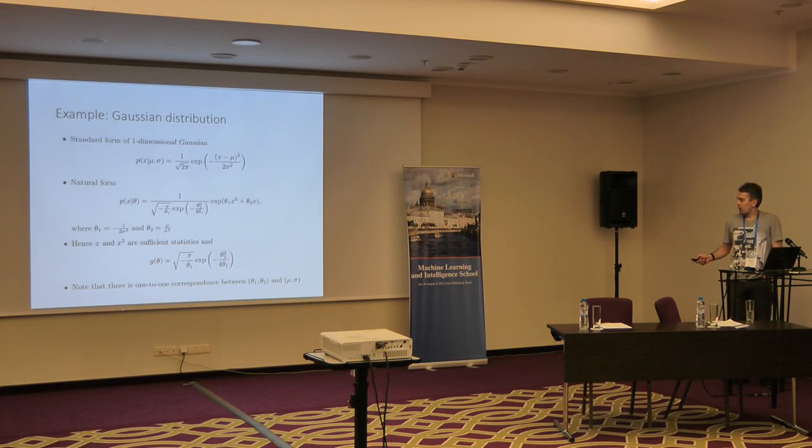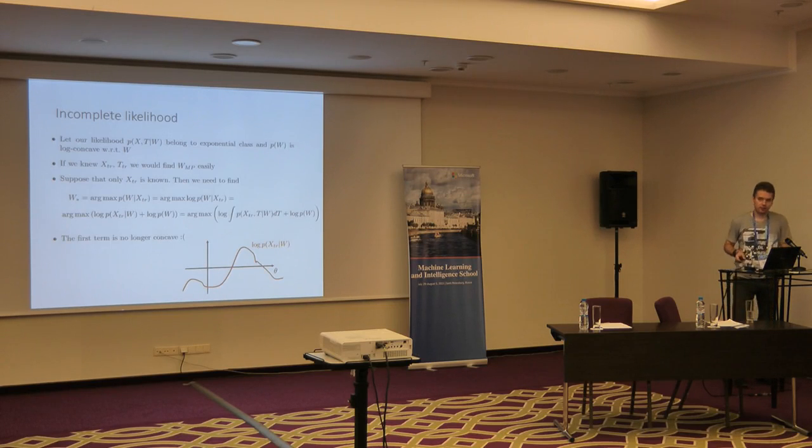Why so? Under the exponent, we have a linear function with respect to parameters theta 1, theta 2. Consequently, x and x squared are our sufficient statistics for the one-dimensional Gaussian. This is the normalization constant, so this is the function g of theta. As a function f of x, this is just 1. Note that there is a one-to-one correspondence between theta 1 and theta 2 and the parameters which we usually use, mu and sigma. These parameters theta 1 and theta 2 are usually referred to as the natural parameters. So if we take the logarithm of this function and differentiate it with respect to theta 1 and theta 2, we will obtain closed form expressions for the expectation of x and the expectation of x squared.